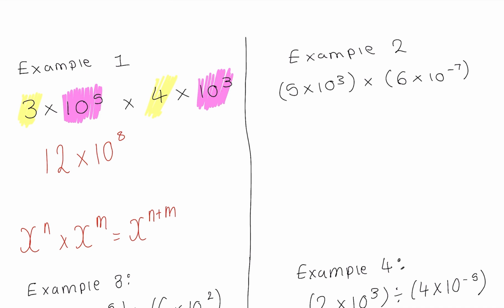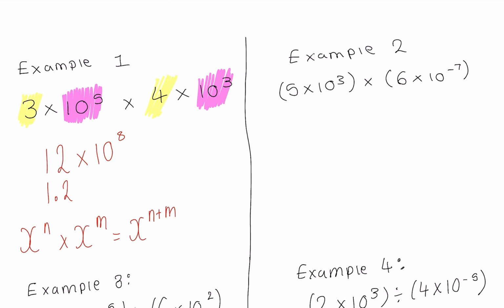Now, having a look at our answer, it's not actually in standard form. We want to give this in standard form. So what I need to do is change this here. I don't want it as 12 because that's too big. It has to be between 1 and 10. So I'm going to make it 1.2.